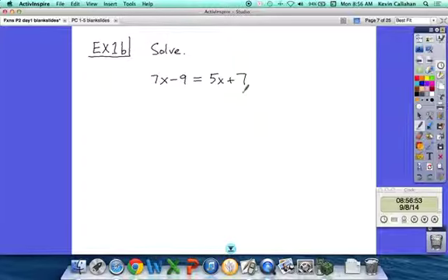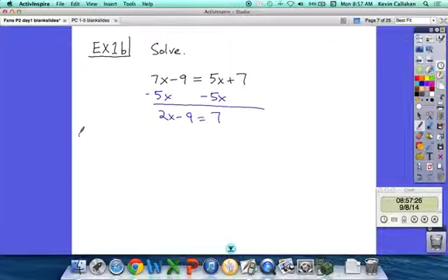But what we suggest is deal with the variable terms first, and always move the smaller of the two variable terms in order to get them together on one side. So the smaller of 7x and 5x would be 5x. So how do you move or cancel a 5x on the right-hand side? Subtract 5x from both sides. 2x minus 9 equals 7.